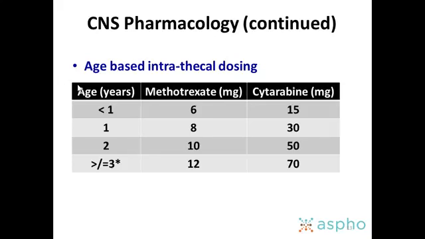And traditionally, these were the doses picked for methotrexate. If you're less than 1 year of age, the dose administered intrathecally was 6 milligrams, and 15 milligrams for cytarabine. Between 1 and 2 years of age, 8 milligrams for methotrexate and 30 milligrams for cytarabine. Between 2 and 3 years of age, 10 milligrams of methotrexate and 50 milligrams of cytarabine. And over the age of 3, the standard dose is 12 milligrams of methotrexate and 70 milligrams of cytarabine.